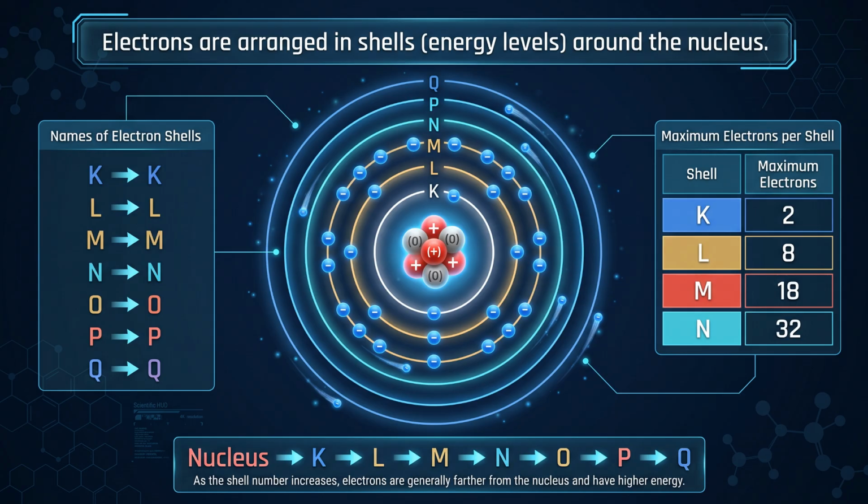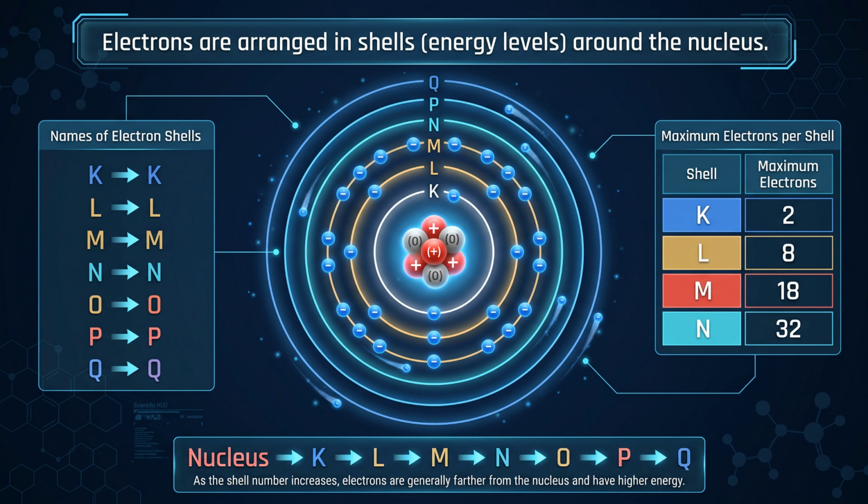Electrons are arranged around the nucleus in shells called energy levels. The shells are named K, L, M, N, O, P, and Q. The K shell can hold a maximum of 2 electrons. The L shell can hold a maximum of 8 electrons. The M shell can hold a maximum of 18 electrons. The N shell can hold a maximum of 32 electrons. As the shell number increases, the distance from the nucleus and the energy of the electrons also increase.